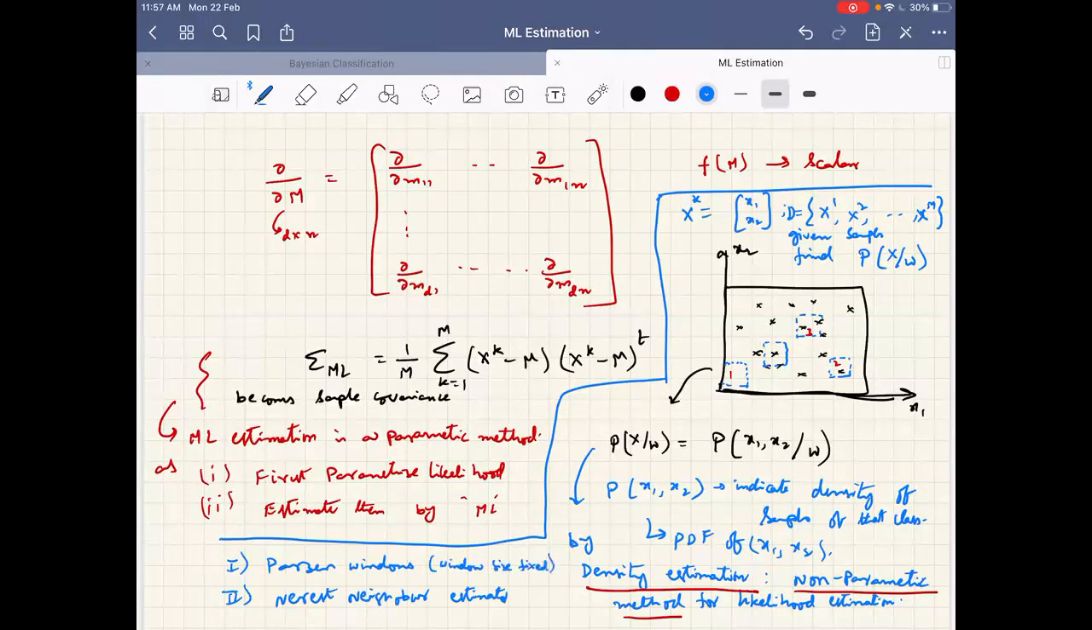On this, I will not be asking any mathematical questions, but on the understanding aspect, I may ask a few small questions.